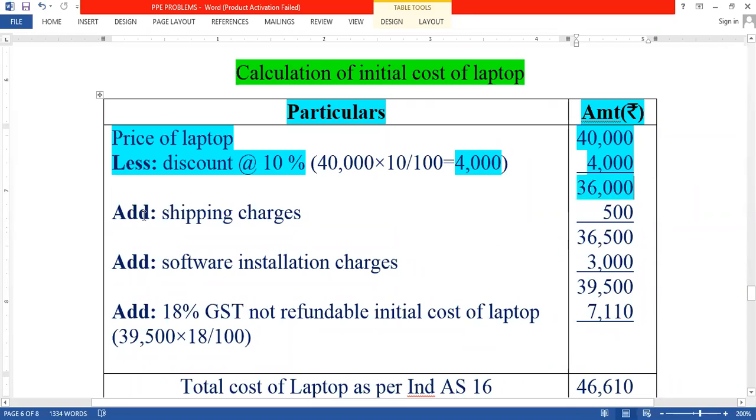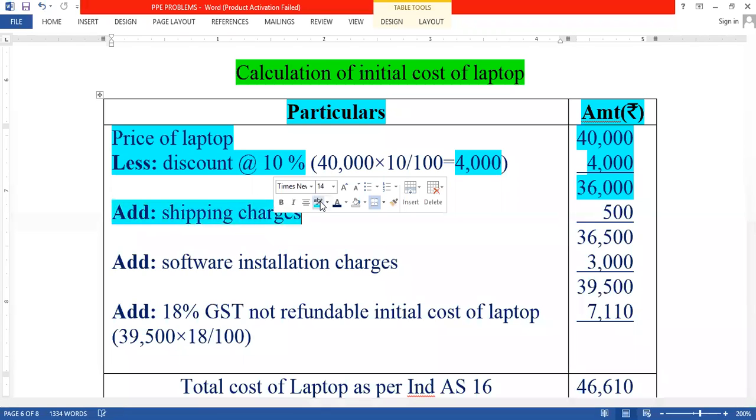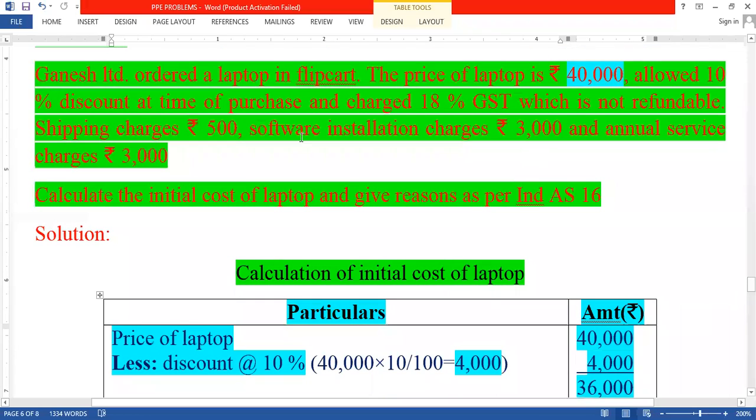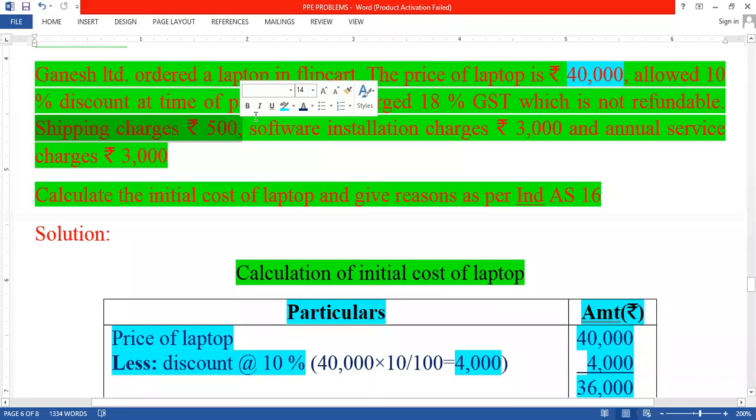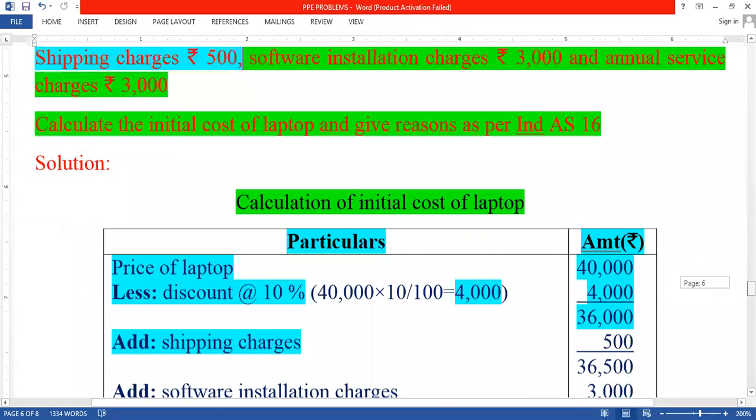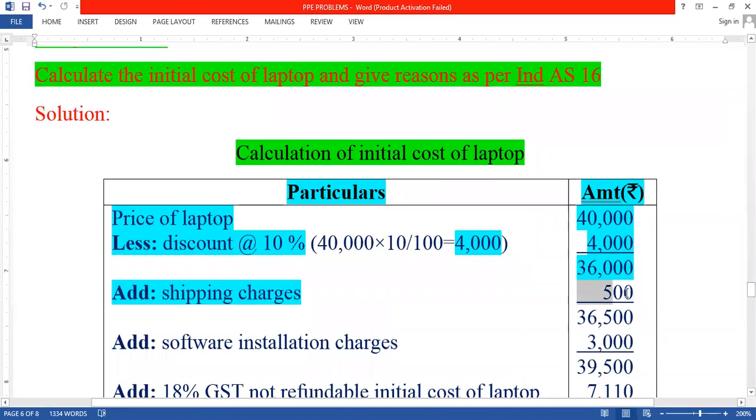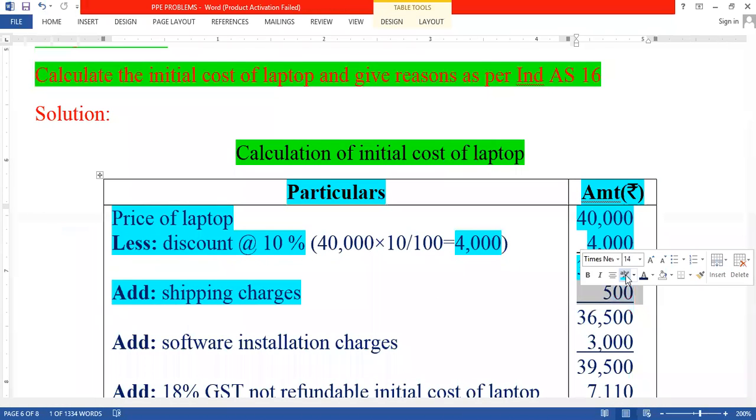After this, you should add the shipping charges. How much are the shipping charges in the problem? The shipping charges are 500. You should take down the 500, and when we are adding the shipping charges, we get 36,500.